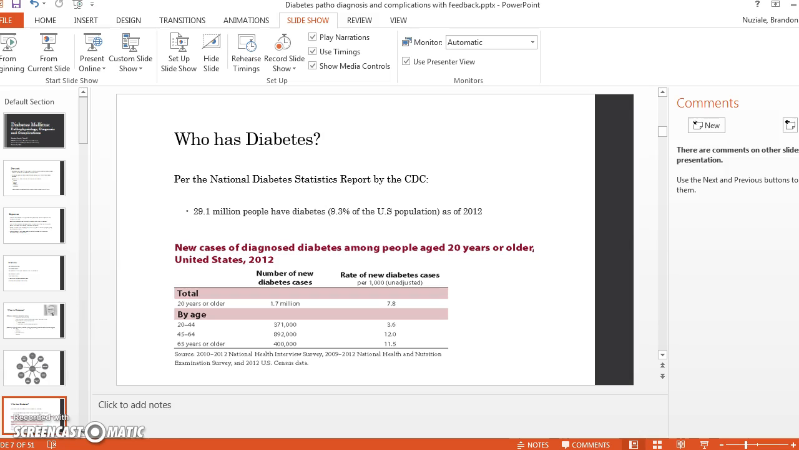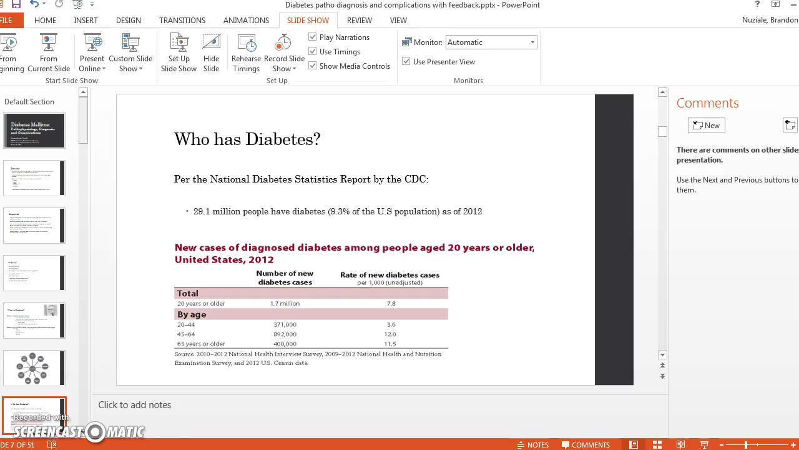So who has diabetes? Per the National Diabetes Statistics Report put out every year by the CDC, as of 2012, about 30 million people have been diagnosed with diabetes. That's just under 10% of the U.S. population. As you can see from this data from 2012, we have an astonishing number of cases that were diagnosed just in 2012 alone. If we look at those 20 years or older, that's 1.7 million people diagnosed with diabetes just in that 1 year.